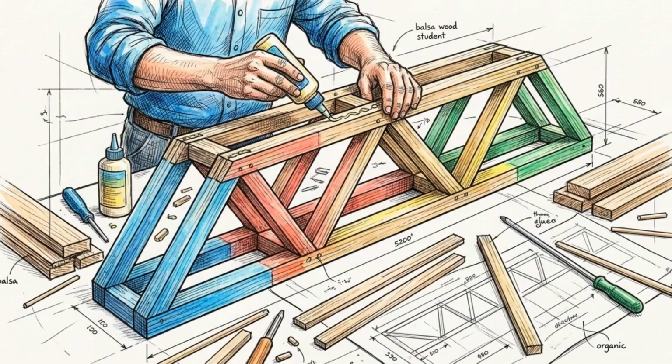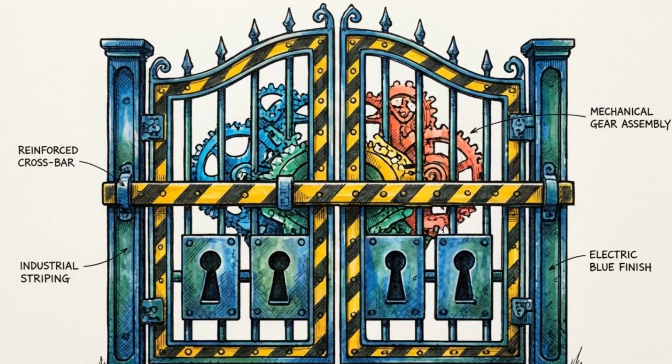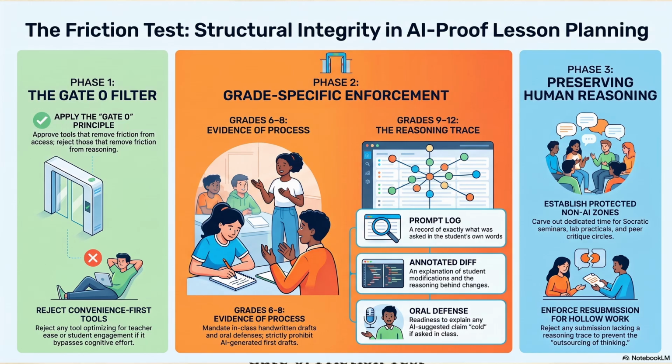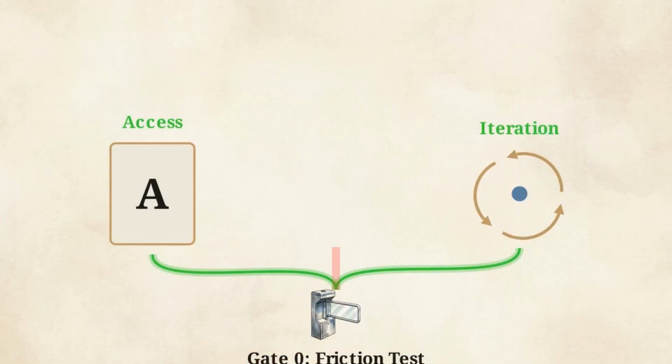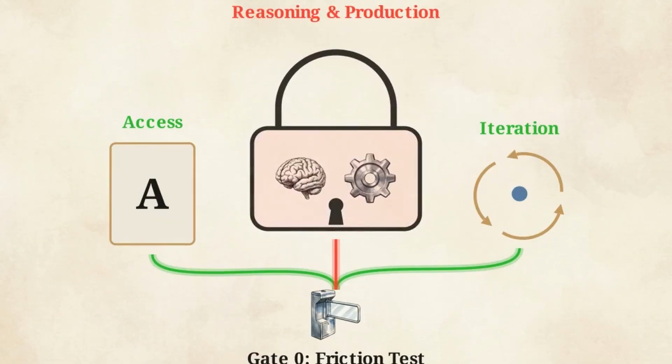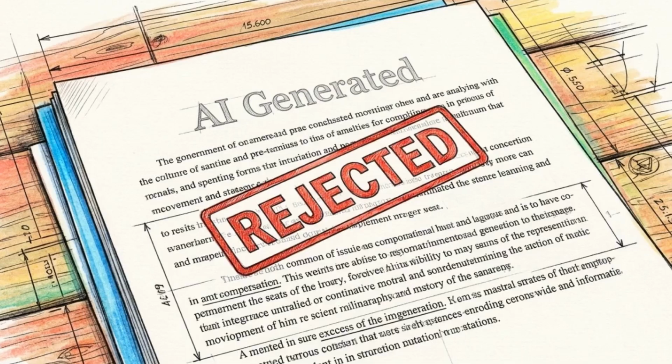Safeguarding student intellect requires a curriculum designed to structurally prevent outsourcing, moving the focus from behavioral trust to the requirements of the task itself. We begin with Gate 0, the friction test. An AI tool is only permitted in the curriculum when it removes the friction of accessing material, such as translating a text for a multilingual learner, or when it removes the friction of iterating a concept. Conversely, the tool must be strictly blocked if it removes friction from the cognitive reasoning and production process. AI cannot generate a first draft or calculate the final solution.